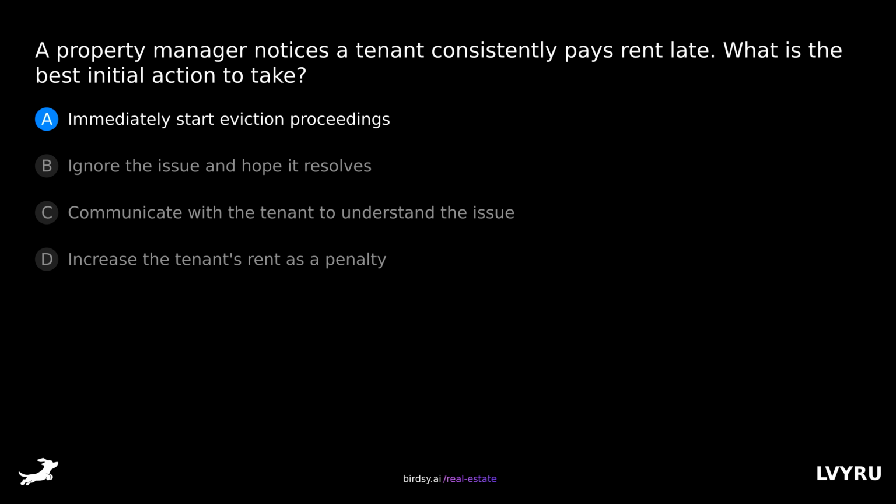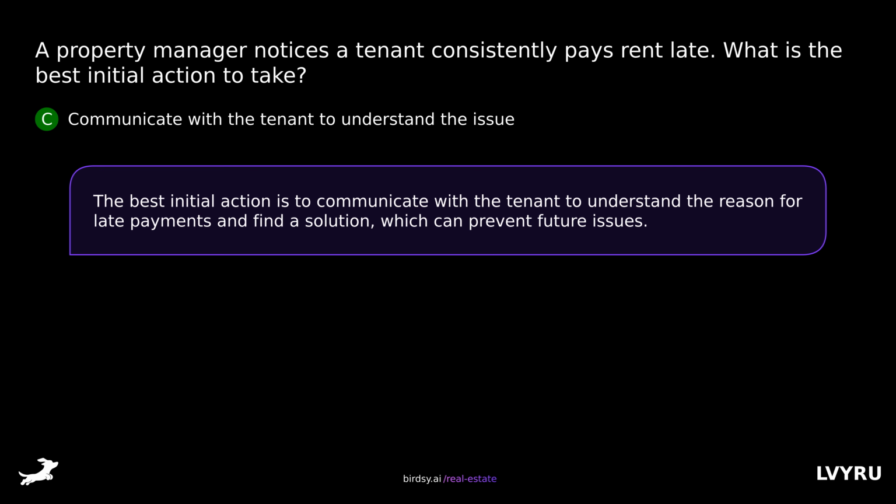Is it A, immediately start eviction proceedings? B, ignore the issue and hope it resolves? C, communicate with the tenant to understand the issue? Or D, increase the tenant's rent as a penalty? The answer is C, communicate with the tenant to understand the issue. The best initial action is to communicate with the tenant to understand the reason for late payments and find a solution which can prevent future issues.